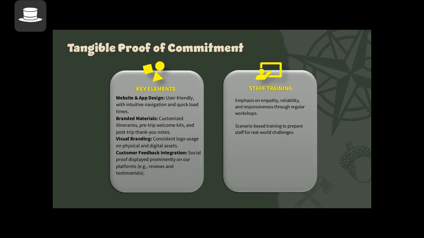We ensure that our team is well trained in skills like empathy and reliability so that every customer interaction leaves a positive, lasting impression. This attention to detail solidifies Broken Bold's reputation as a trusted student travel partner.